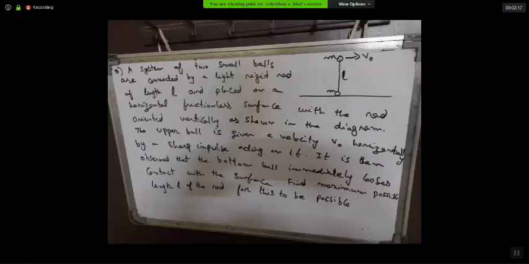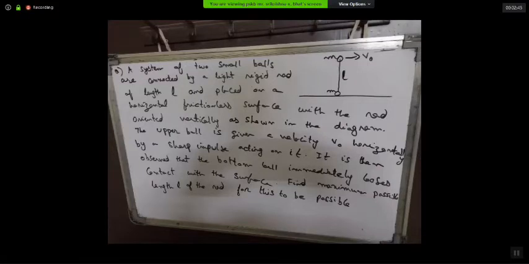Sir, V naught square by 2g. Yes. Okay. What was your approach? Sir, I took some tension, the tension in the rigid rod is mg, sir. Okay. And then the second mass is doing circular motion in the reference frame of the smaller mass, the lower mass.